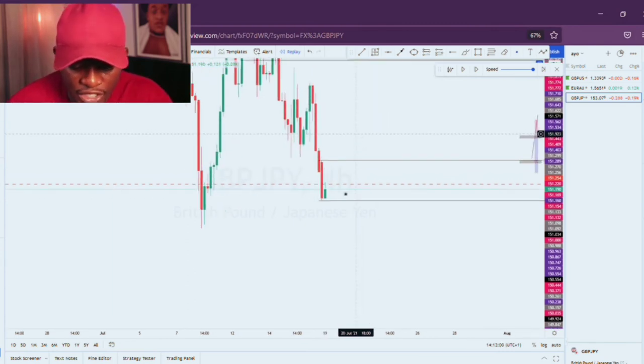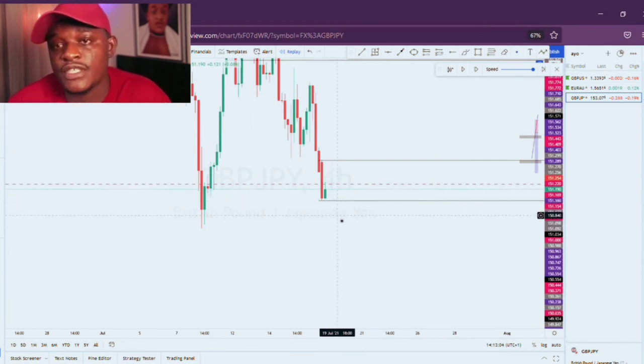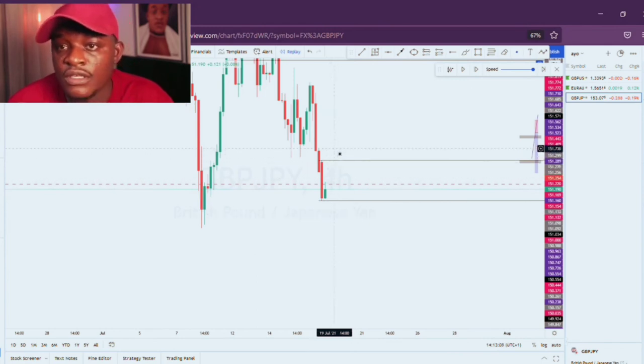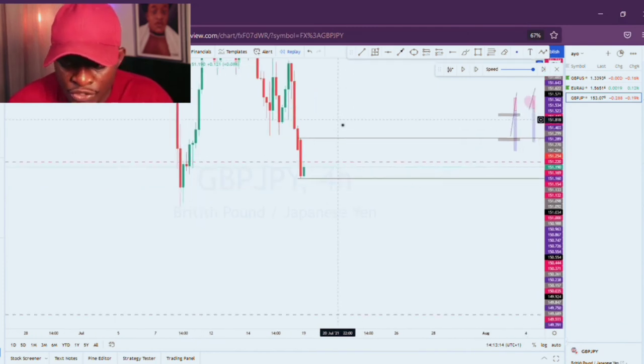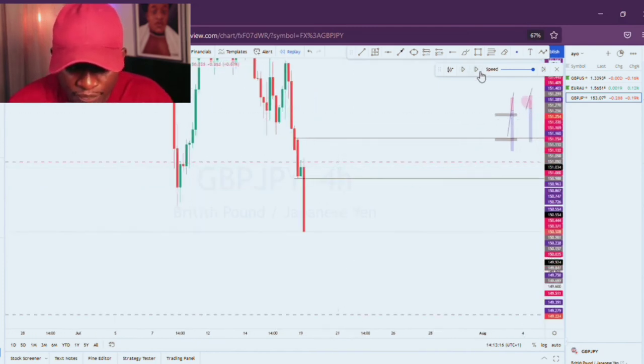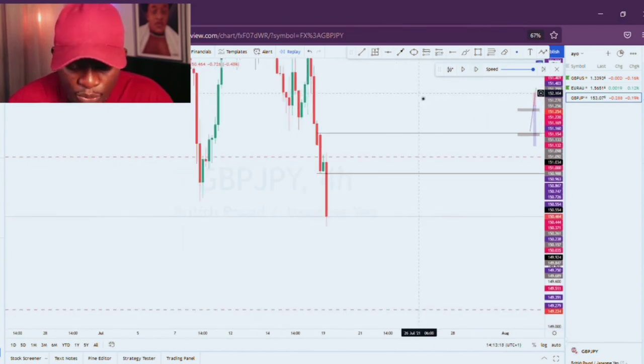All right, if the H4 candle closes below this point here, you're going to continue to look for sales. And if the H4 candle closes above this point here, you're going to be looking for buys. Now let me give you an example of how you can trade that. So we just play. When we play, what we saw here was a strong break to the downside.